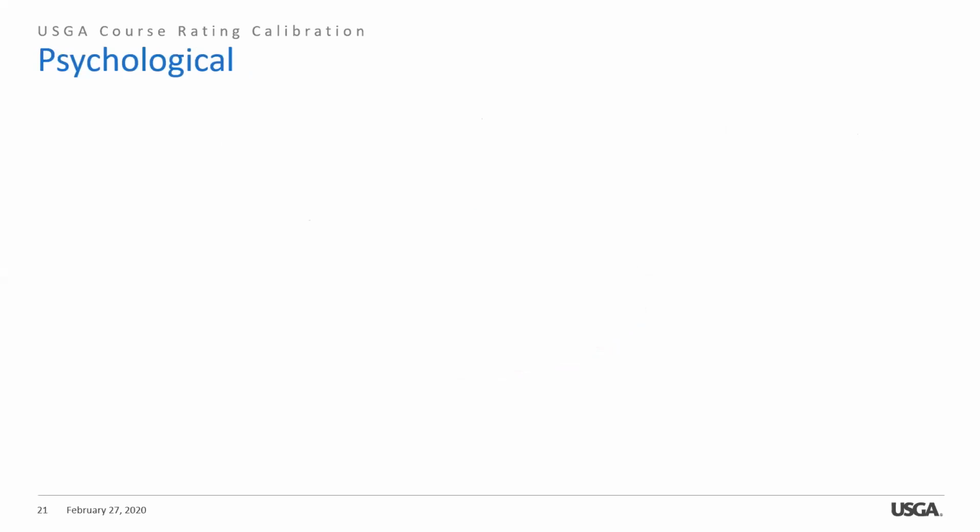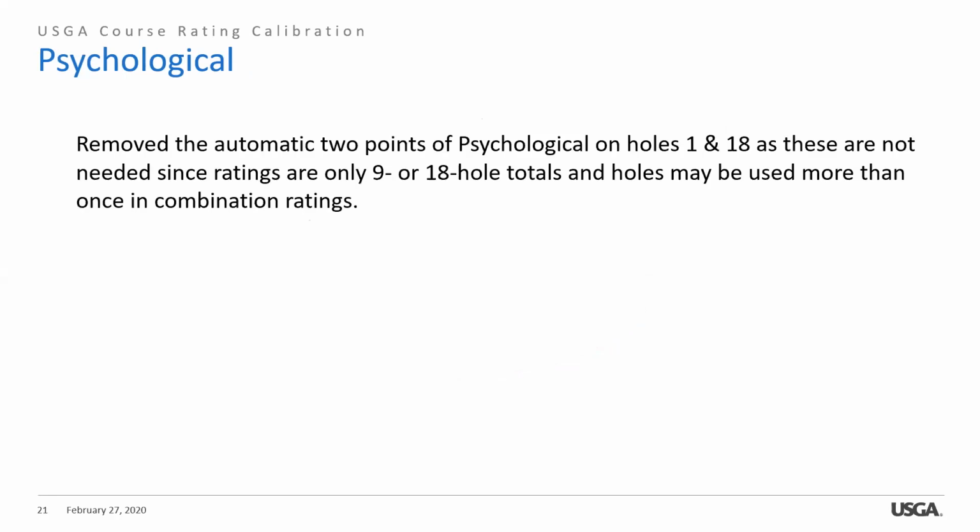All right, the last obstacle here, and this one is not really anything that we technically worry about because it's done by the computer, but just because it's in the presentation that the USGA sent us, we'll go over it. Before, on the first and the 18th hole, there were automatically 2 points of psychological factor on these holes. And we're taking that away, and the reason is that more and more courses are using holes over and over again.